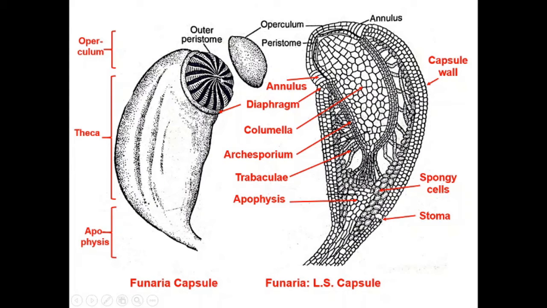In moist weather, the outer peristomial teeth absorb moisture and swell, closing the gap between the outer and inner peristomial teeth. This prevents the liberation of spores to the outside. So the spores can be discharged only in dry weather.